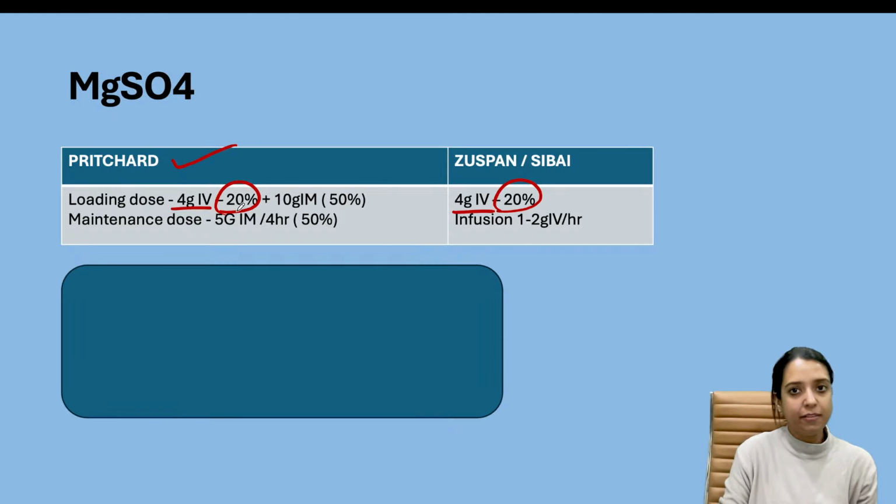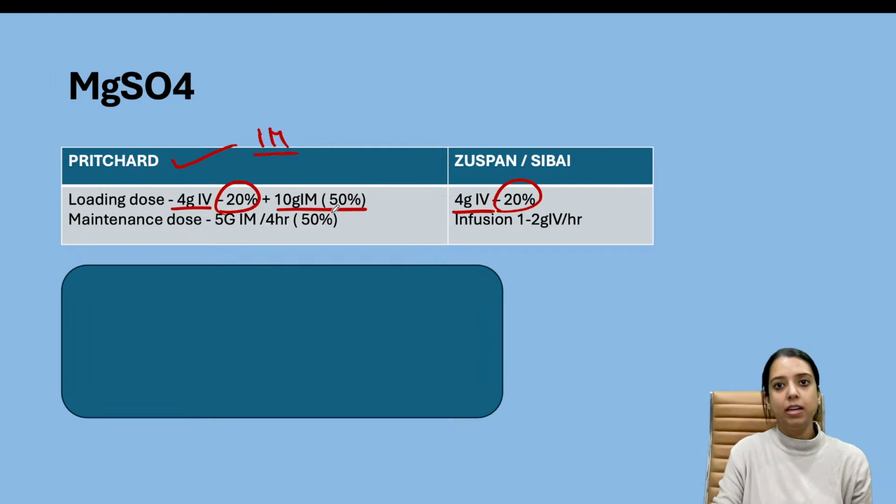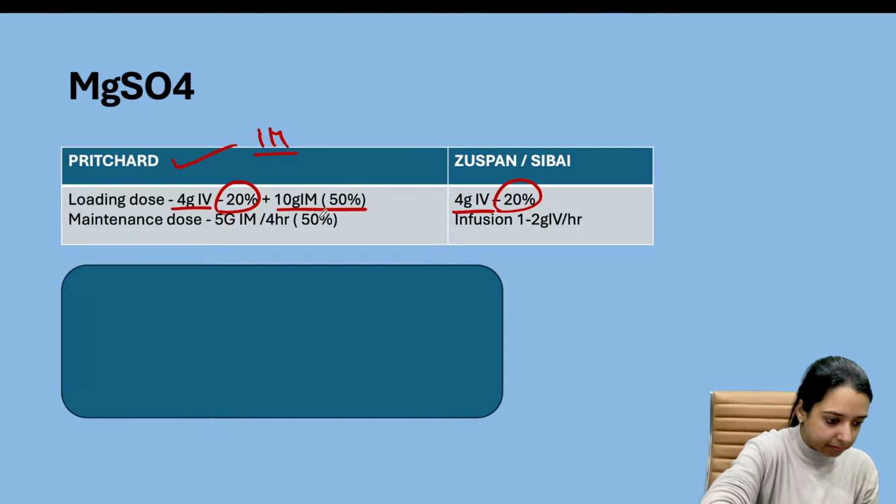Pritchard में 4 gram IV देते हैं, 10 gram IM भी देते हैं. इसीलिए we call it IM regime because we give IM also. 10 gram is given IM. Important is maintenance.